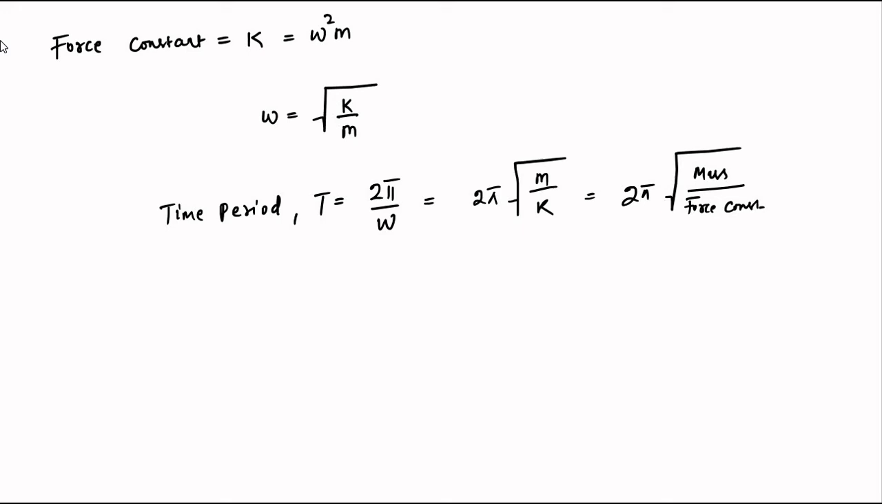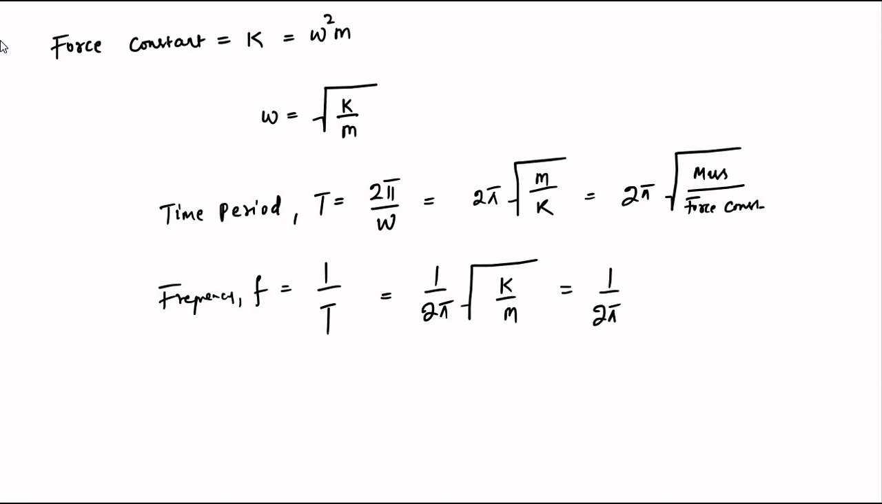And frequency is the reciprocal of the time period, and that will be 1 by 2 pi root over of k by m, that is, 1 by 2 pi root over force constant by mass. So this is another way of representing the time period and frequency of simple harmonic motion.